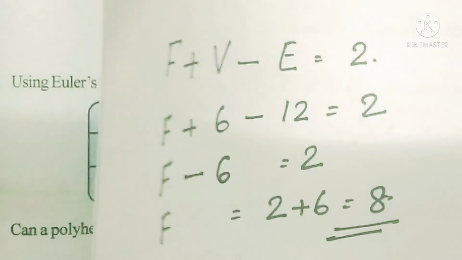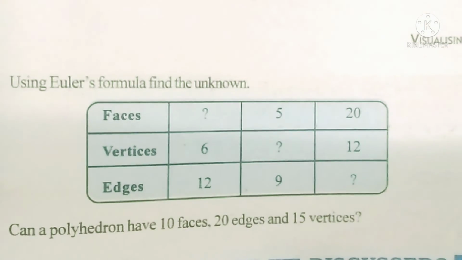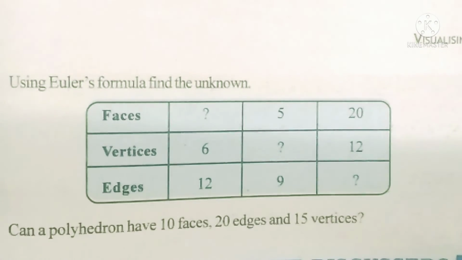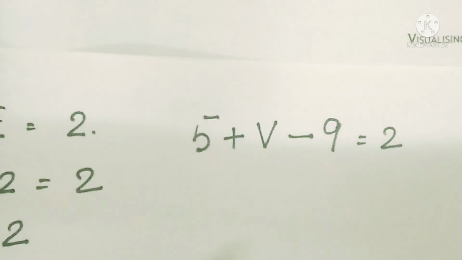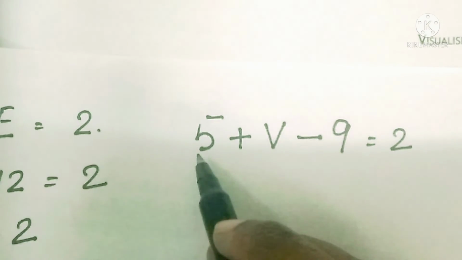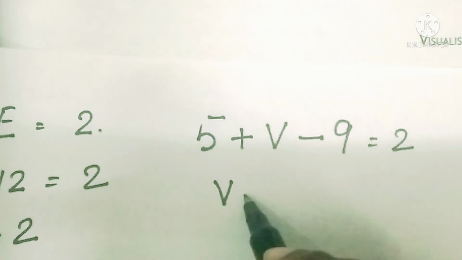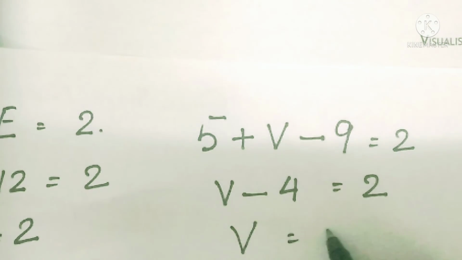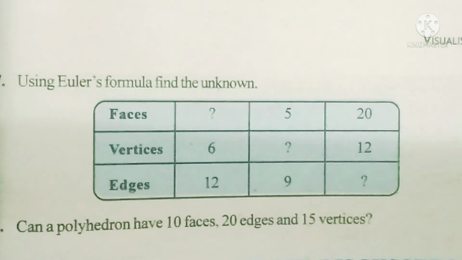The second case, what is the question given? Face is given as 5. F is equal to 5 plus V not given minus 9 is equal to 2. So 5 plus V minus 9 is equal to 2. So what is 5 minus 9? V we will keep as it is. 5 minus 9 is minus 4, so minus 4 plus V is equal to 2. So V is equal to 2 plus 4, which is equal to 6 vertices. Okay.